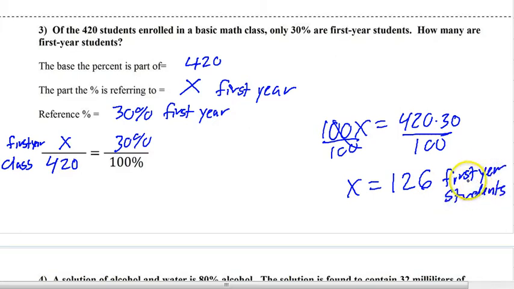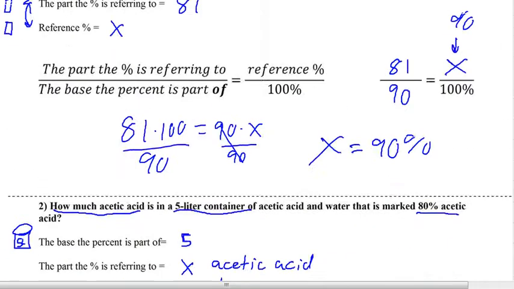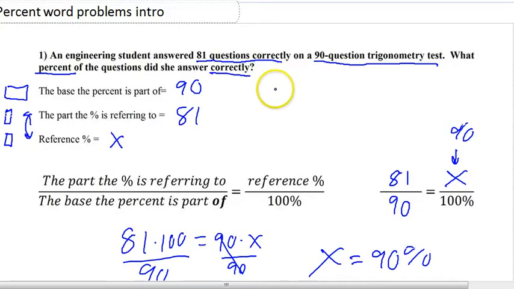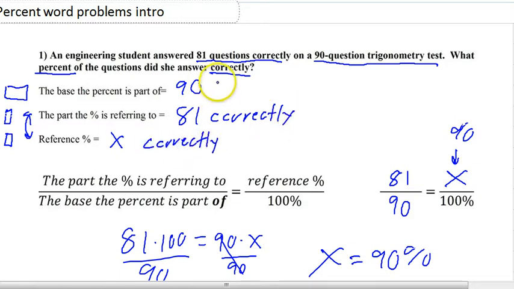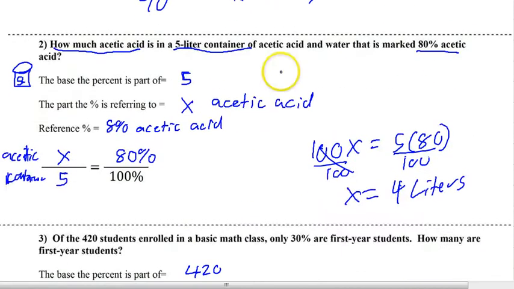And I hope this is making it a little bit clearer. So let's go back and look over this. So up here we had correctly and correctly. They match. And this was the entire test. And then down here we had acetic acid, and that is the container. So these two match, and that's the container, the entire whole piece.